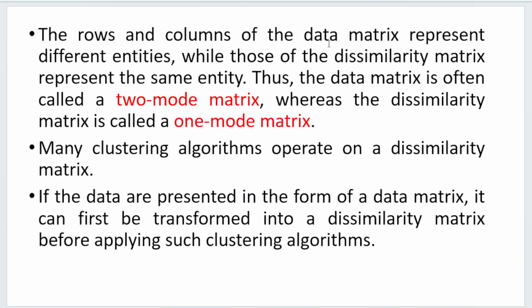The rows and columns of the given data matrix represent different entities, while those of the dissimilarity matrix represent the same entities. The data matrix is often called the two-mode matrix, whereas the dissimilarity matrix we will call the one-mode matrix. Many clustering algorithms usually operate on the dissimilarity matrix only.